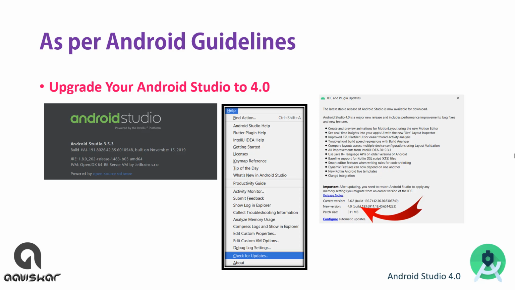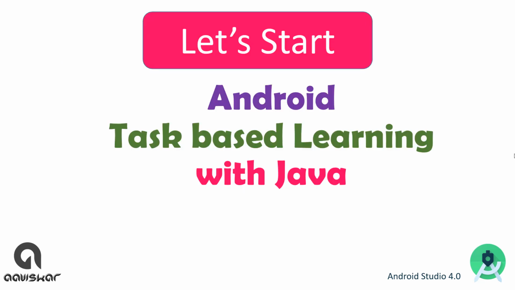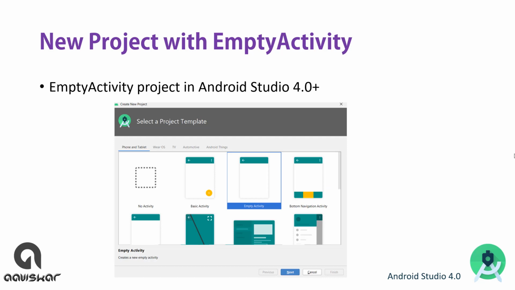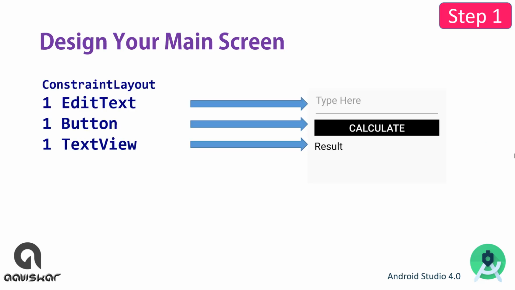Okay, I think you have completed your task. So let's resolve this example. Upgrade your Studio to Android 4.0. We are using view binding to replace findViewById. Let's start Android task-based learning with Java inside Android Studio 4.0. Create a new project with an empty activity, and inside that go to view binding and set enabled equals to true. Make sure your internet connection is on for view binding.